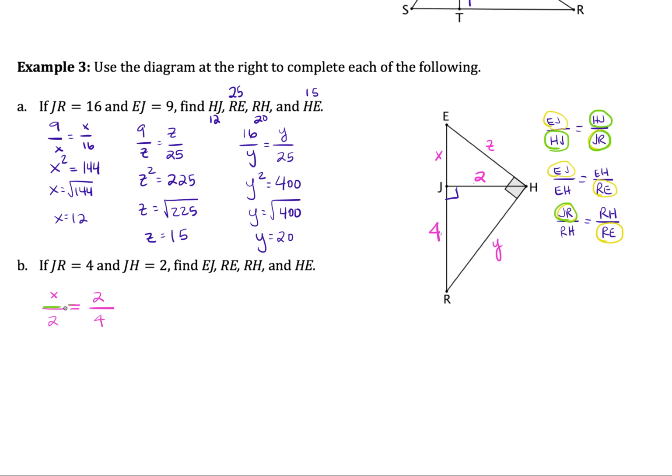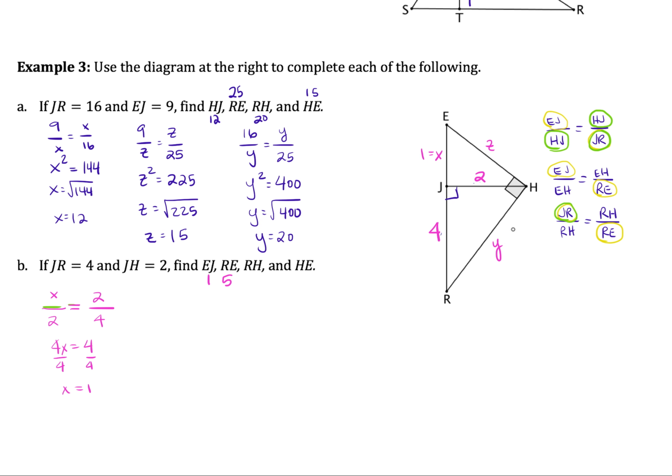So we cross multiply this one. We have 4 times X equals 2 times 2, and 2 times 2 is going to be 4. So 4x equals 4. We divide both of those sides by 4, and we get that x equals 1. So EJ has a value of 1. Put that right there. Now that also tells us RE, because we can just add the 4 and the 1 together. So RE has a length of 5.